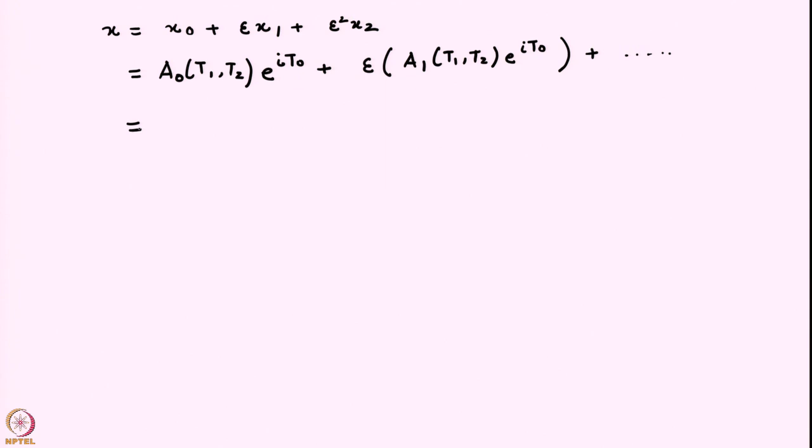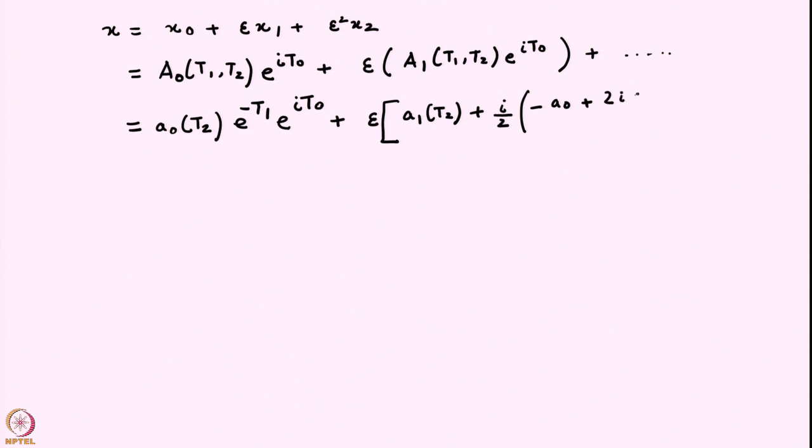We then found out that A0 is given by small a0, which is a function of T2, then it is e to the power minus T1 into e to the power I T0. Similarly, epsilon times a1 we have found a small a1, which is some unknown function of T2, plus I by 2 minus a0 plus twice I, this is the alpha that we had found earlier, and then we had a common e to the power minus T1, and then this gets multiplied by e to the power I T0. Plus we have higher order quantities, and then we have to add the complex conjugate of everything to the left. So, this is what we have found so far.